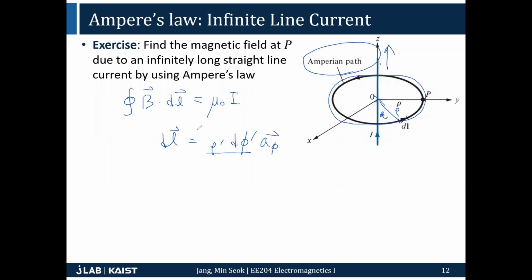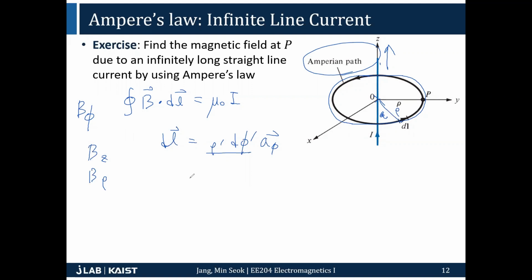So if we take an Amperian loop like this, what we get is only the phi component, because it's a dot product, only the phi component of the B field. So it doesn't tell us any information about B z or B rho.